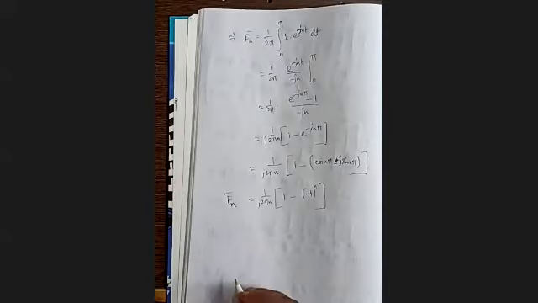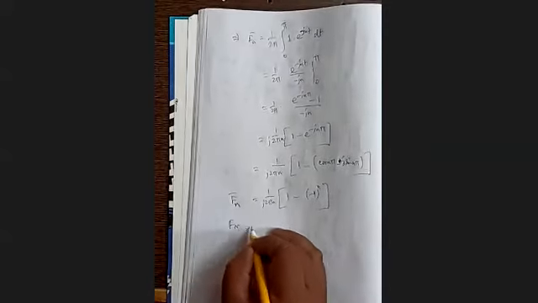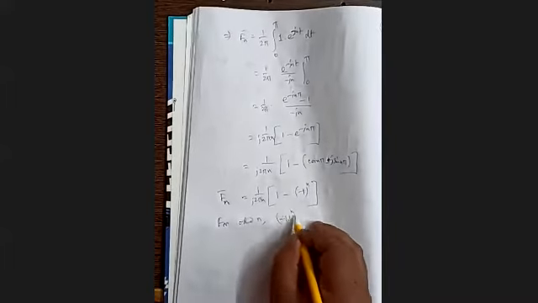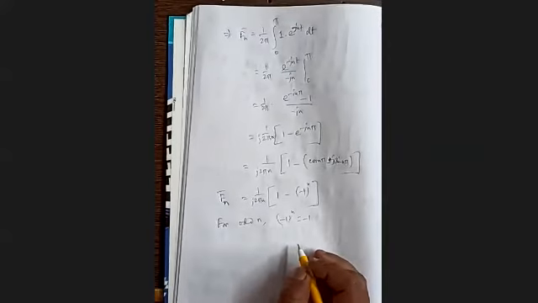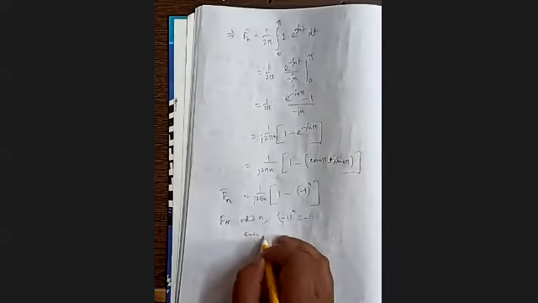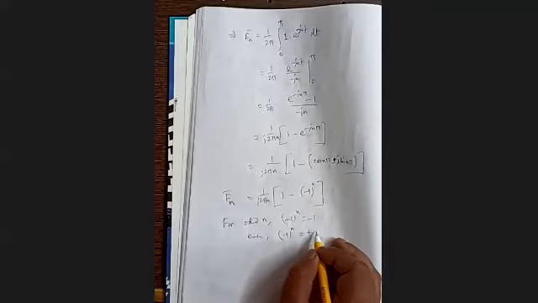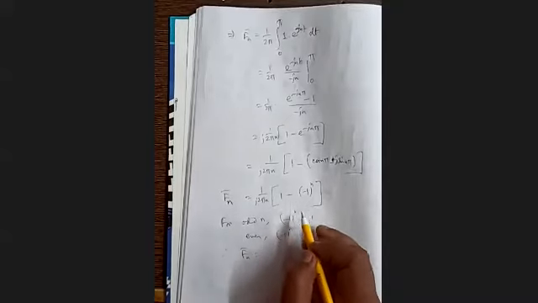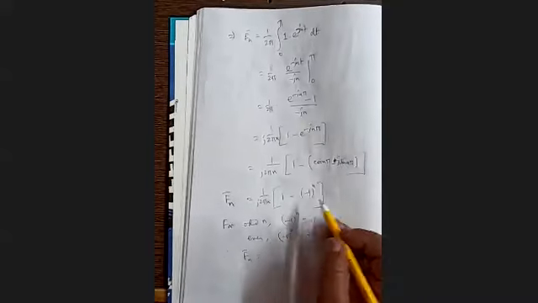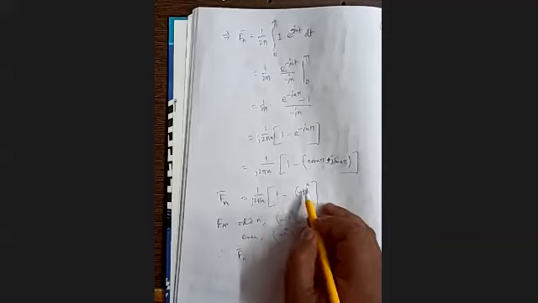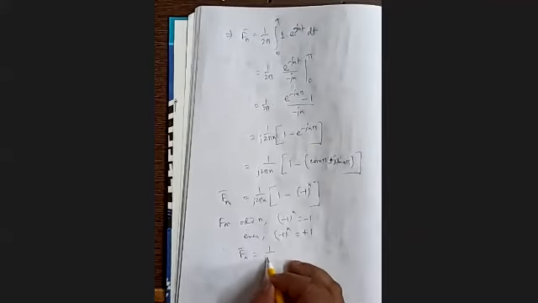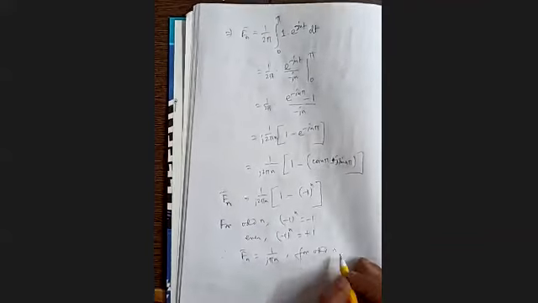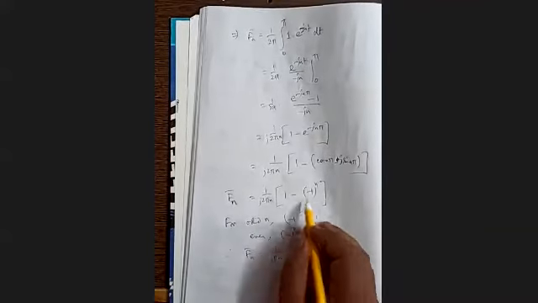Now for odd n, what happens? Minus 1 to the power n is minus 1. And for even n, it is equal to plus 1. So our Fn bar equal to, for odd n, what happens? For odd n, it is 1 minus of minus 1, so 2. So 1 by j pi n, for odd n. And for even n, it is 1 minus 1, 0.